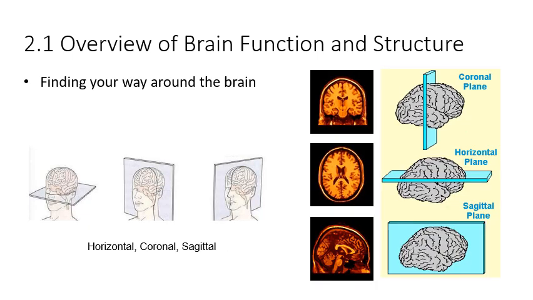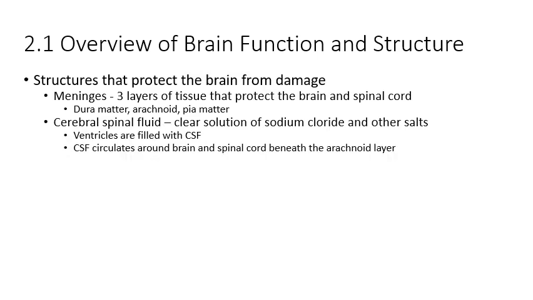Especially in neuroimaging, we also talk about 3 different planes of the brain, 3 different ways you can slice the brain for images in fMRI, for example. There's the coronal plane, which essentially goes dorsal to ventral. The horizontal plane goes from anterior to posterior, and the sagittal plane cuts the hemispheres, the right and the left hemispheres, from each other.